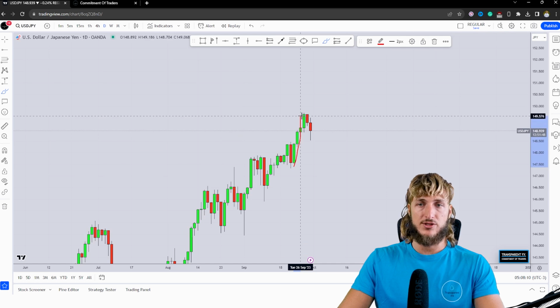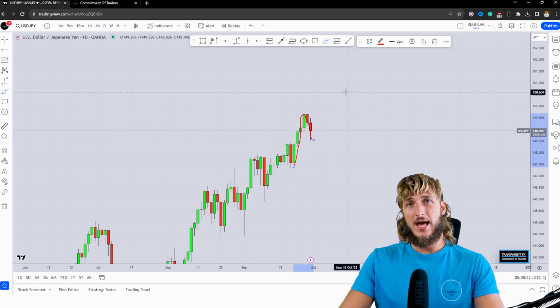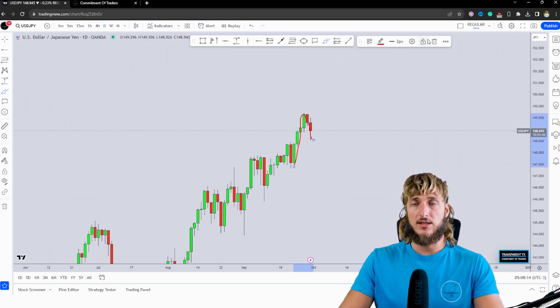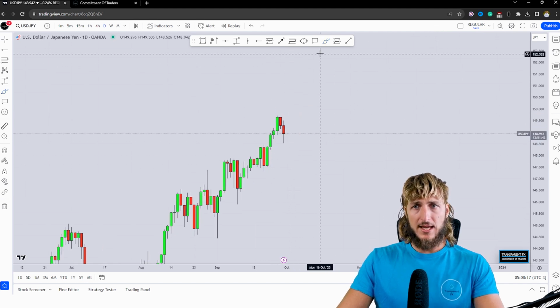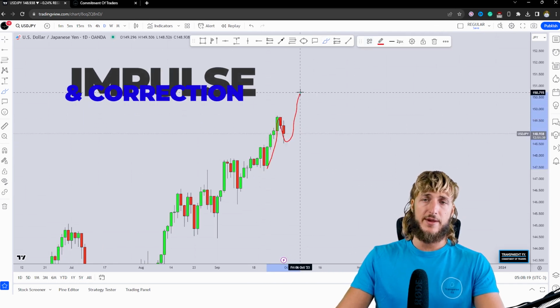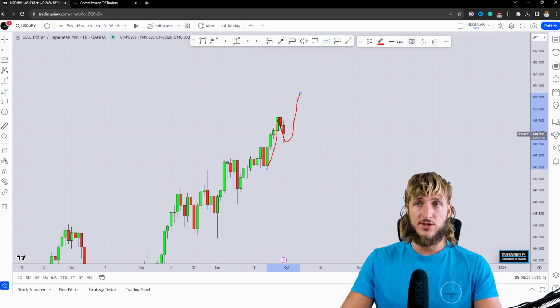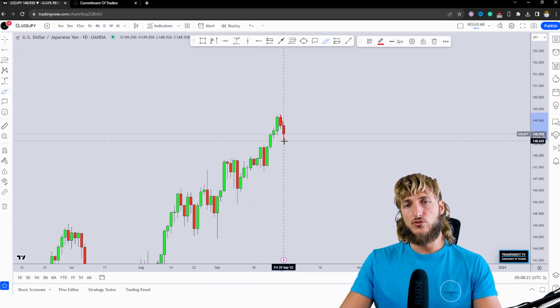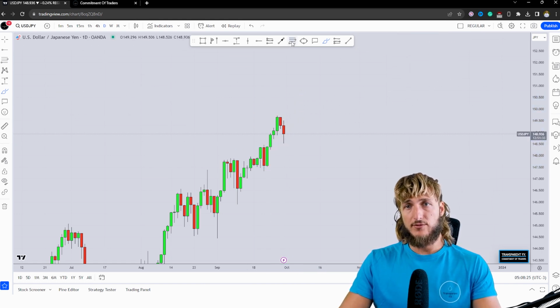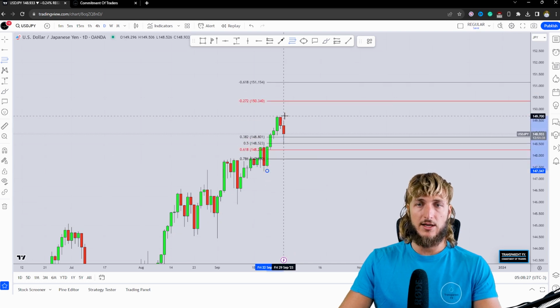Now, at the moment, what we can notice is that we did in fact have the creation of a new impulse, this impulse here, and correction as already expected by looking at the weekly time frame. Now, as we have an impulse and correction, we could expect a continuation to the upside. The first thing to keep in mind is that if we want to measure this correction, we have to take our Fibonacci from the low to the high of the impulse leg.